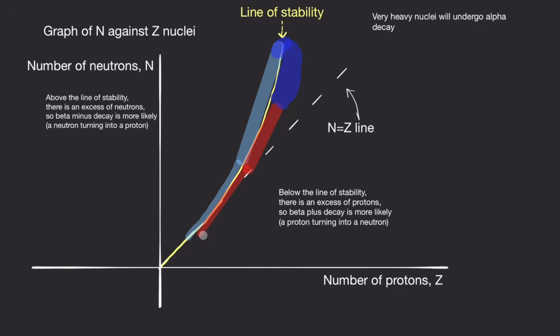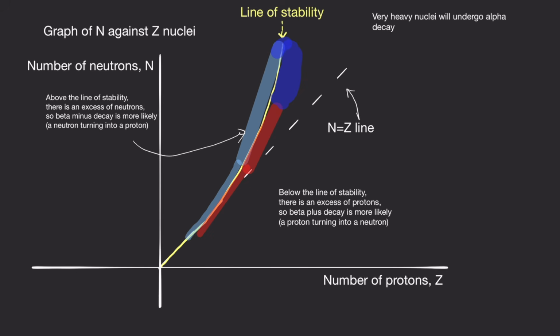This is because as the proton number increases, we need more strong nuclear force to keep the nucleus stable, and the neutrons are providing that. And this line over here, this yellow line, is the line of stability. If we are above this line, we have an excess number of neutrons, more neutrons than protons. Therefore, that means that beta decay will be far more likely because a neutron will be turning into a proton.